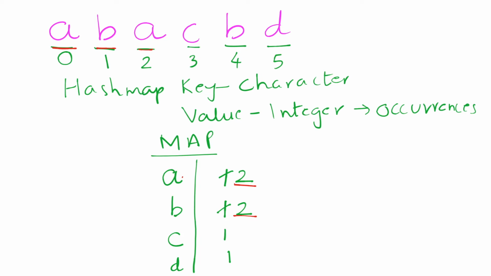Moving on, the next index is 3 and the letter is C. We look up the HashMap and we see that there is only 1 occurrence of the letter C, and therefore C is our first unique character in the string, and we need to return the index of C, which is 3 here. So this is how we can use a HashMap to find the first unique character in a string.